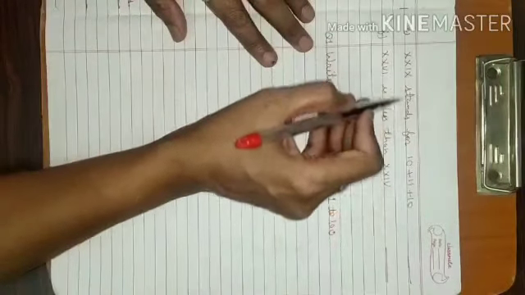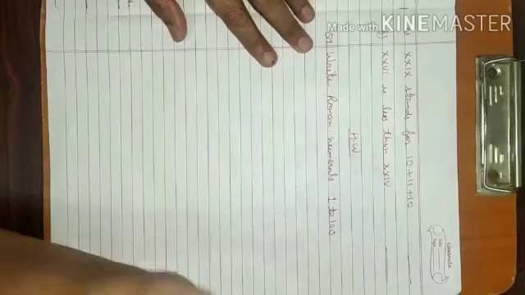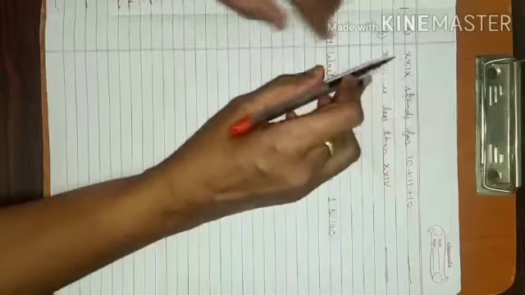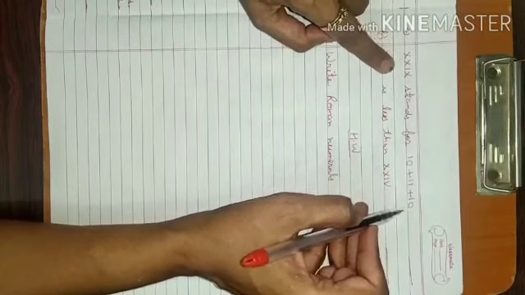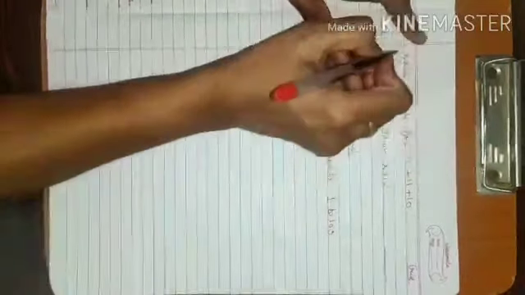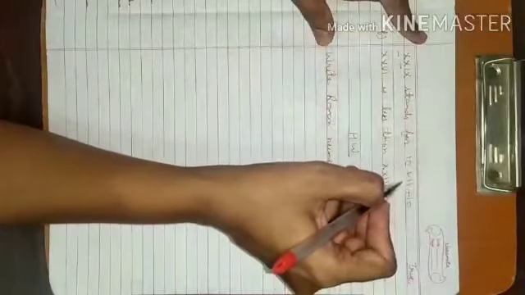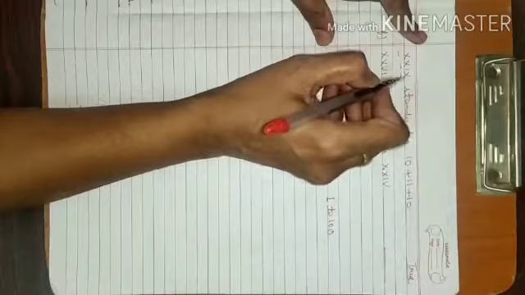XXIX stands for 10 plus 11 plus 10. X means 10, right. XI means 11, plus 10. Okay, this answer is true. Look, X means 10, then XI means 11, and this one X again is plus 10. This answer is true.